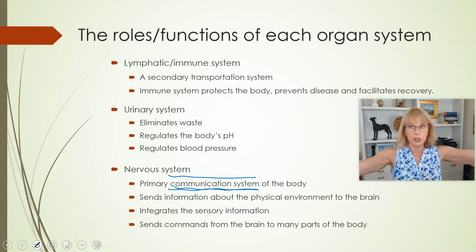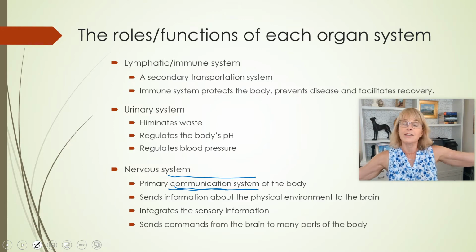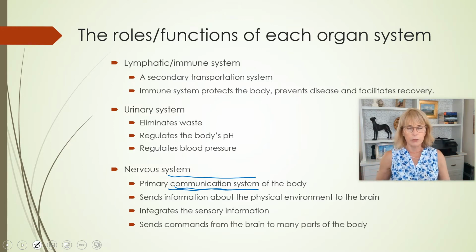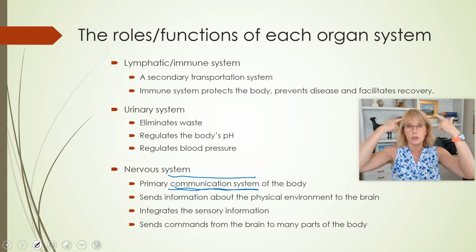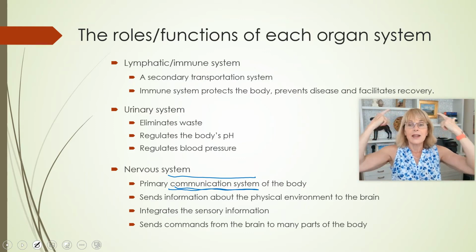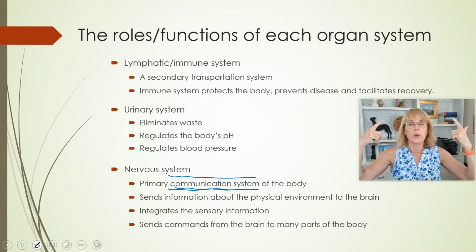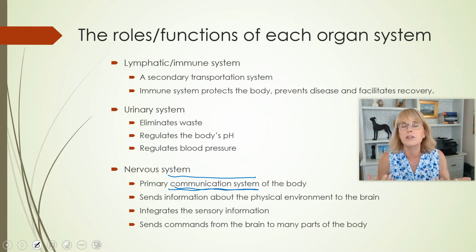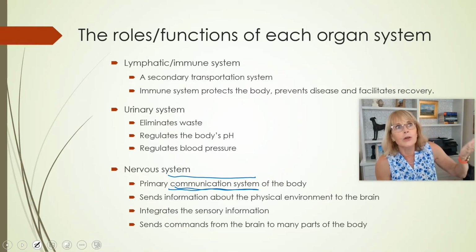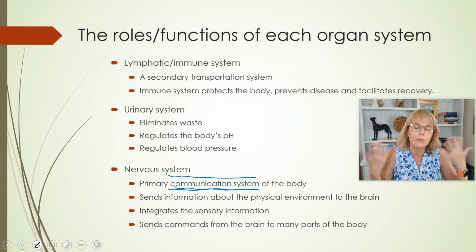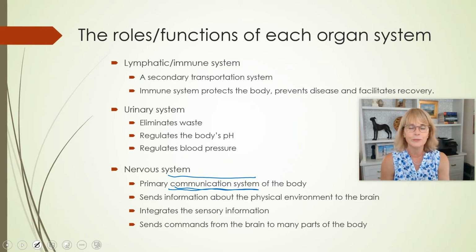It takes information about what's going on in the outside world, like, oh, the light is bright, or what's going on in the inside world, like, ow, I hurt my knee, and it carries that information to your brain. Then your central nervous system, brain and spinal cord, integrates that sensory information, decides what it means, decides what should be done. Oh, you should pull your knee away from whatever hurt it, right?